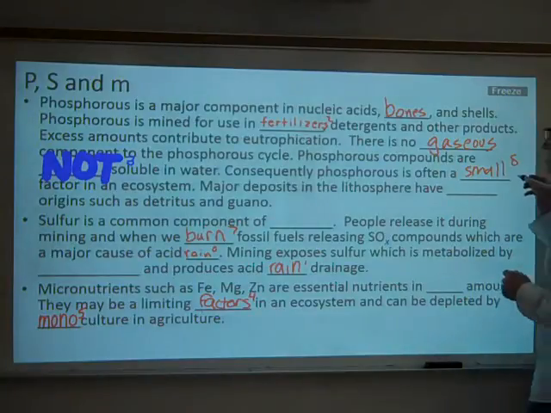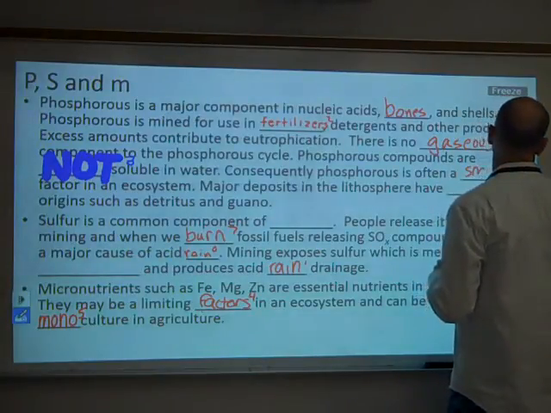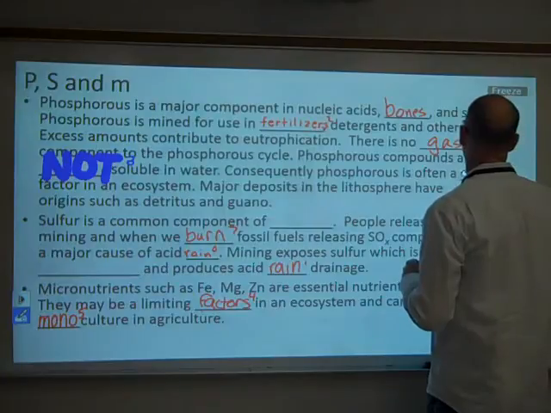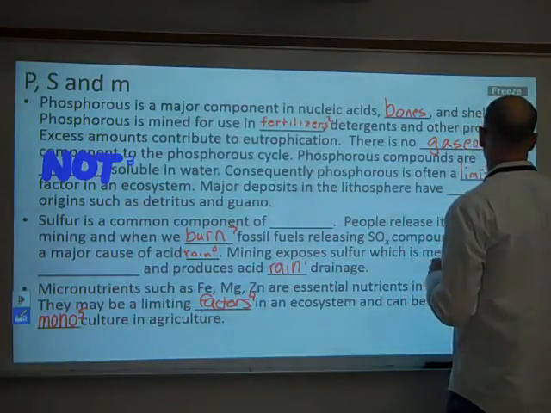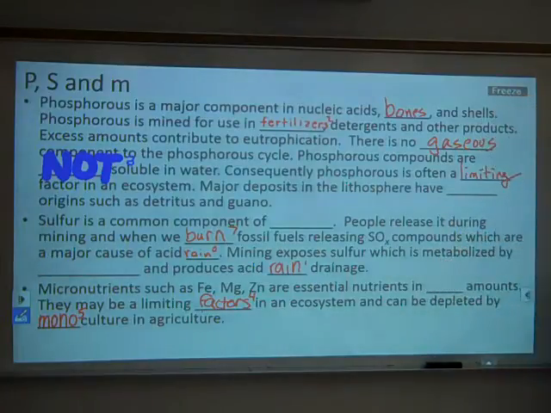So it's often a limiting factor. Now this limiting factor business is kind of a tough thing. Oftentimes the limiting factor, because of its insolubility, a lot of times it just sinks down and becomes part of the ground again. It doesn't get transported around through the atmosphere. So oftentimes it's in short supply, relatively speaking.